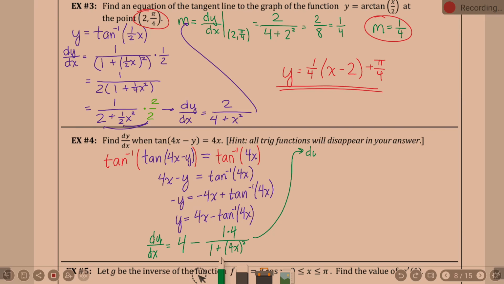Let's do some cleanup. Cleanup, and we're there. So 4 minus the 4 on top. My denominator is officially 1 plus 16x squared. There's part of me that says leave it here. I mean, it's a derivative. Okay, I'm looking at my answer key, and the answer key got a common denominator and put this together.